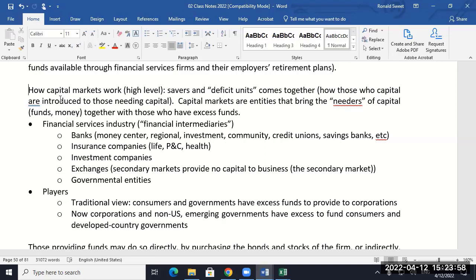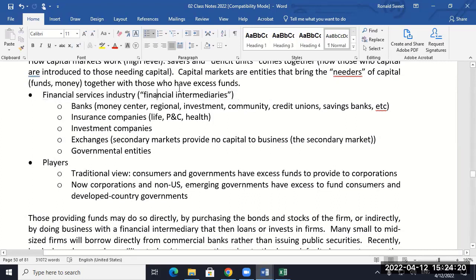So capital markets, what they're trying to do is take deficit units and line them up with savers. So you've got a bunch of people with extra money, and a lot of people that need money. The capital markets put them together, and all this trading is going on. And the financial services industry provides all of this. These are your financial intermediaries.